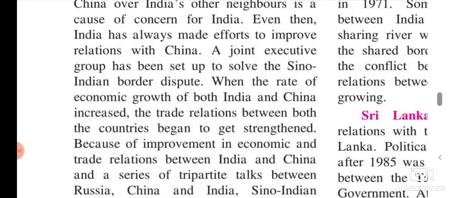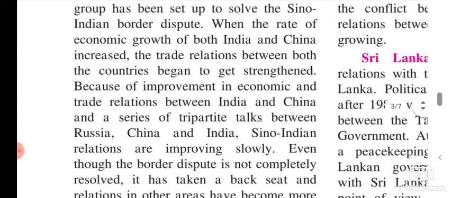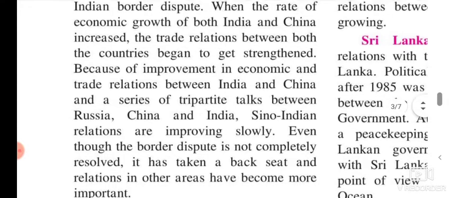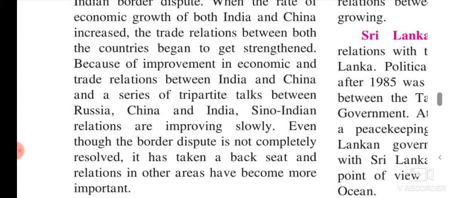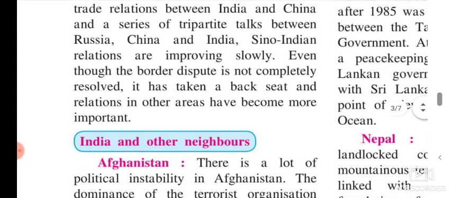When the rate of economic growth of both India and China increased, the trade relations between both countries began to get strengthened. Because of improvement in economic and trade relations between India and China, a series of tripartite talks between Russia, China, and India took place, and the Sino-Indian relations are improving slowly. Even though the border dispute is not completely resolved, it has taken a backseat, and relations in other areas have become more important.